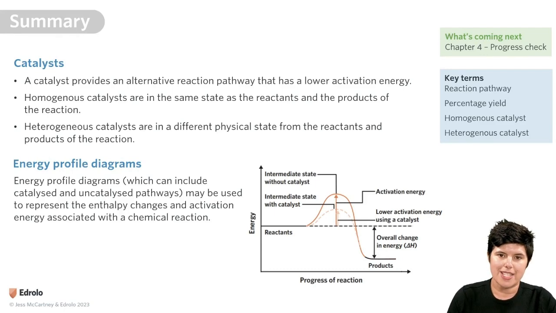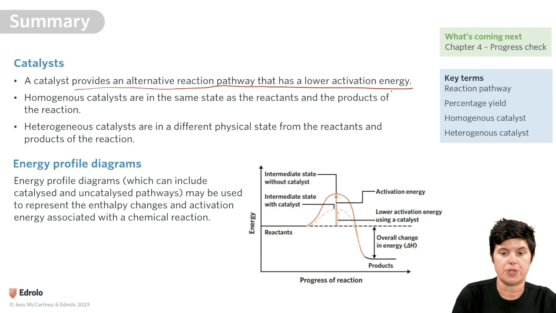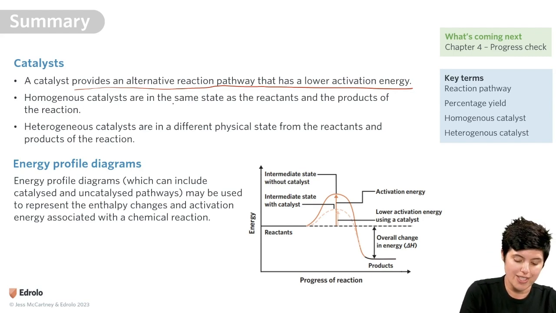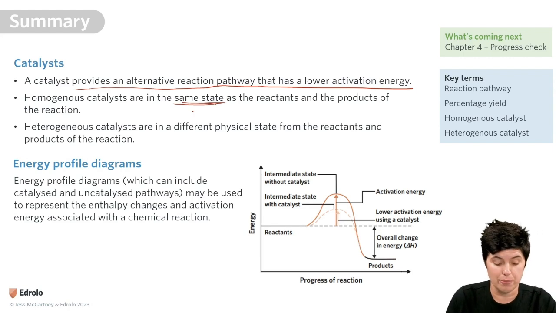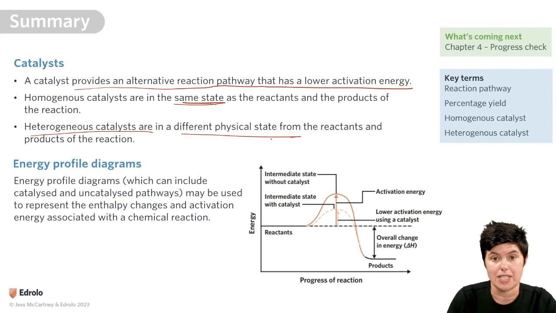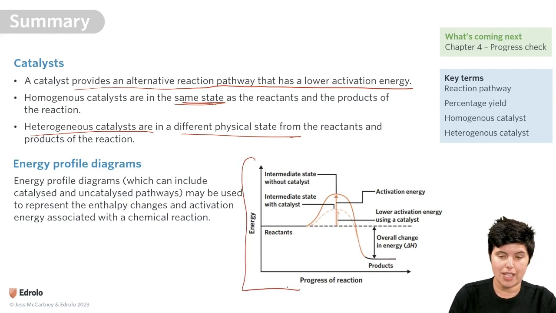So to summarize, catalysts provide an alternate pathway for the reaction to proceed. So this lowers the activation energy, and this will be both for the forward and reverse reactions. They are split into two categories: homogeneous catalysts, which are in the same state as the reactants and products, and heterogeneous catalysts, which are in different states to the reactants and products. It can be represented by an energy profile, which is shown here, and all it does is that it shows the alternate pathway lower than the original activation energy, which is this one here.